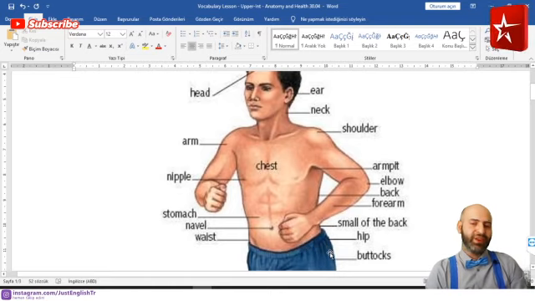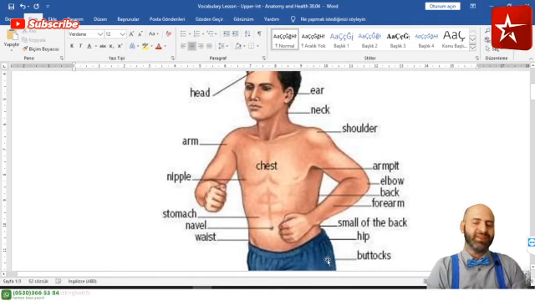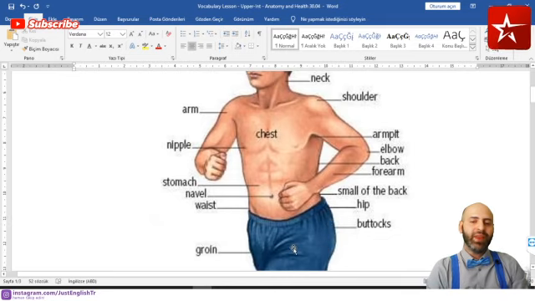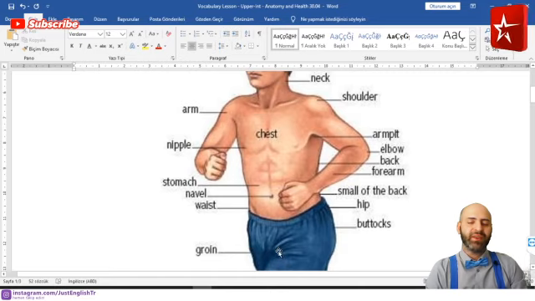The official name of our butt is buttocks. Okay, so we have 2 buttocks. Buttocks is the name of each part of our butt. Then on the front side we have the genitals, and the genital area is called the groin. It consists of everything together.